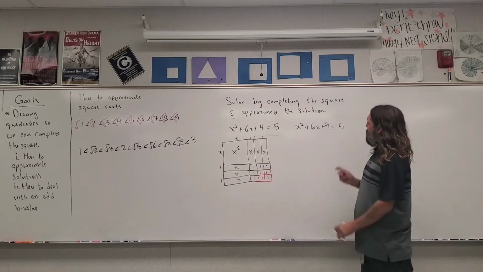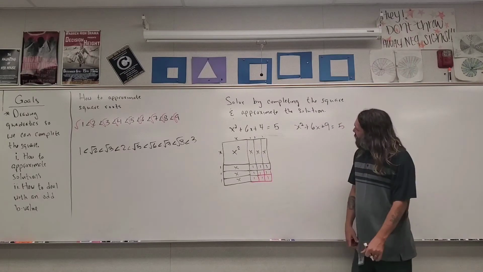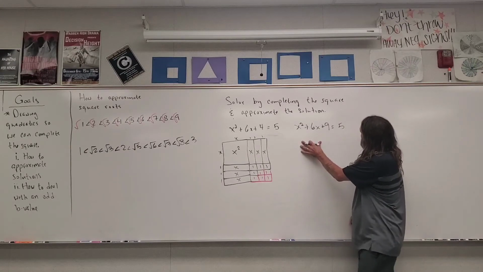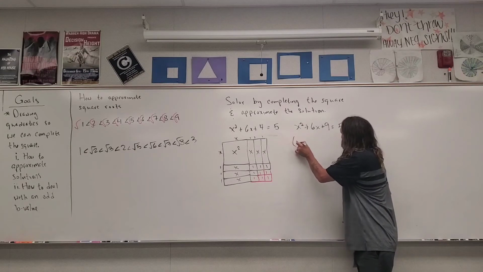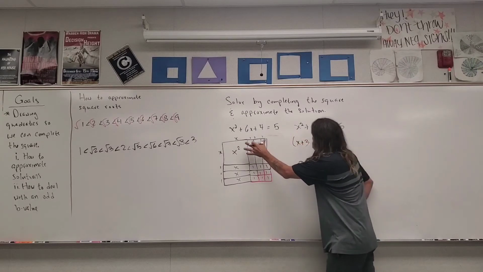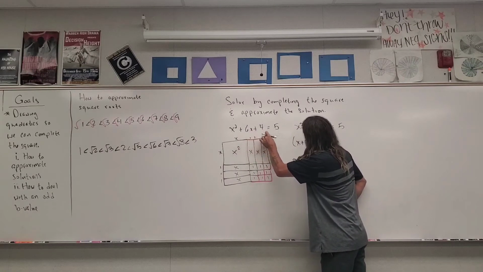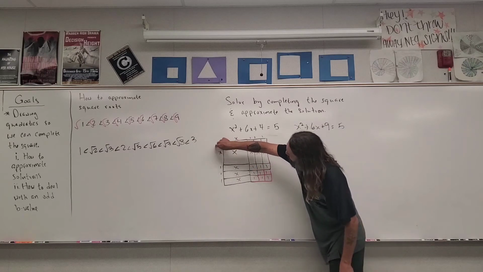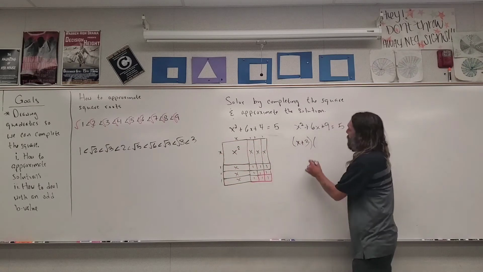I know the side lengths of my square. And remember, my side lengths multiply to my area. So I know that the side lengths of x squared plus 6x plus 9 is going to be x plus 3, because that's this length, x plus 1 plus 1 plus 1, times the same value of x plus 3, x plus 1 plus 1 plus 1.